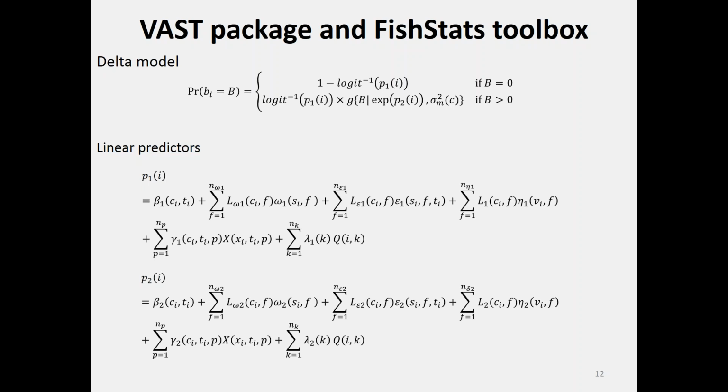Omegas are random, epsilons are random, and those are random because you've got a spatial process, and you've got a distribution on that spatial process. This L is fixed again because it's the Lodex matrix, and etas are random because they're kind of an additional process of variance. And then gammas are fixed, X is data, lambda is fixed, and Q is data.